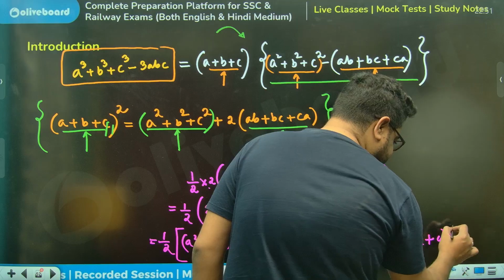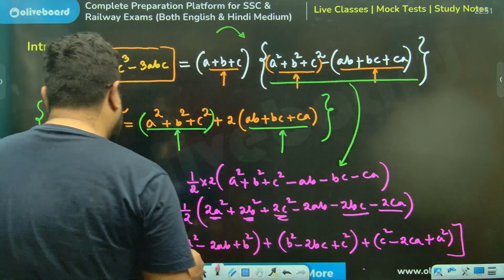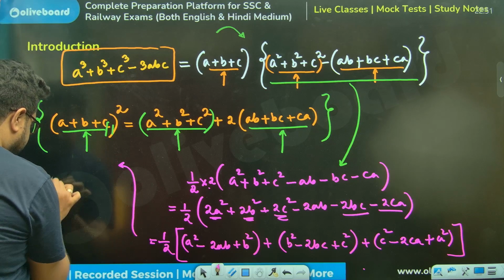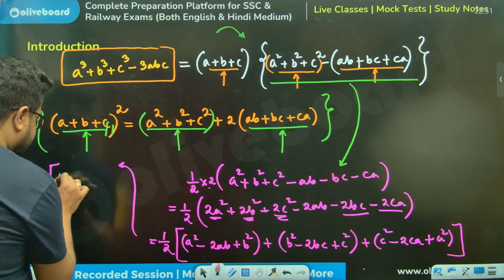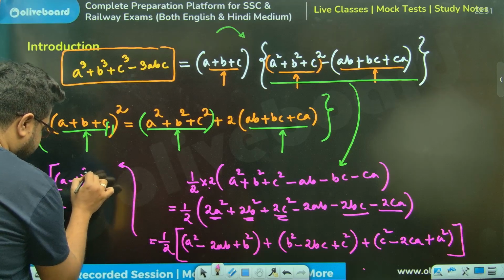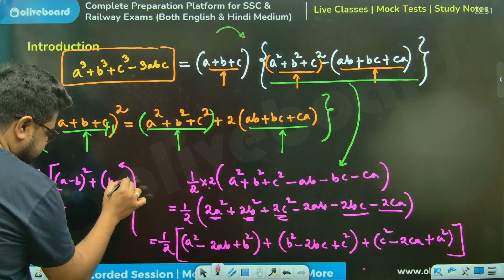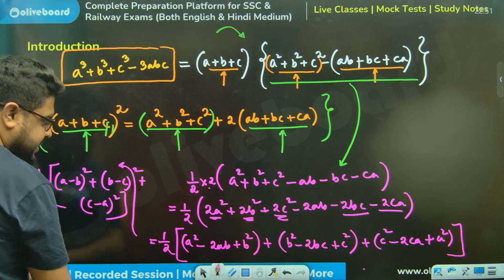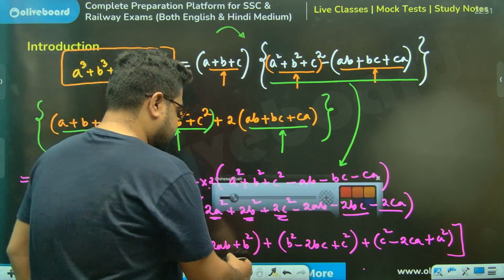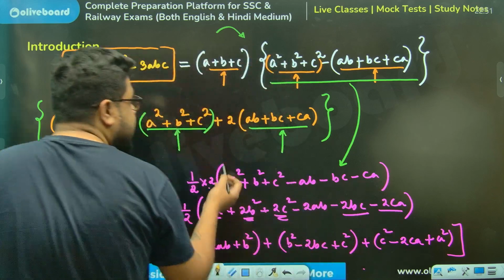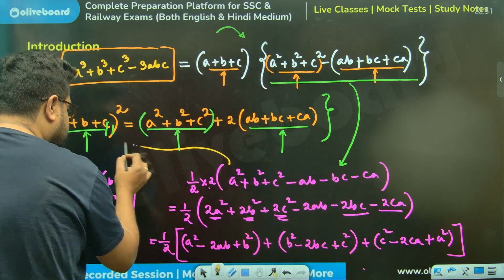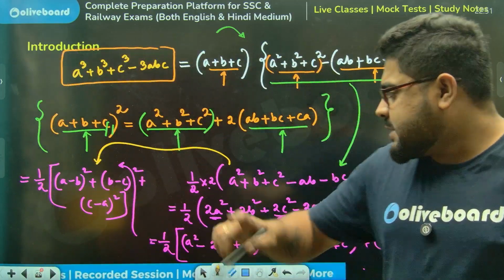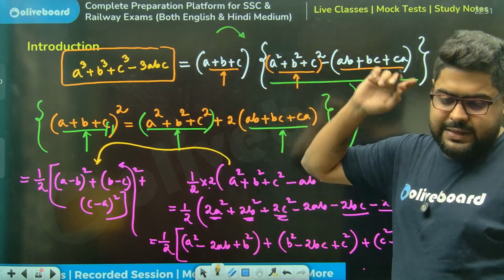Write it down, sir. Now, if you look at this a little closely, you will find this is half of (a minus b) whole square plus (b minus c) whole square plus (c minus a) whole square, sir. So ultimately, this particular part can also be written as half of (a minus b) whole square plus (b minus c) whole square plus (c minus a) whole square.